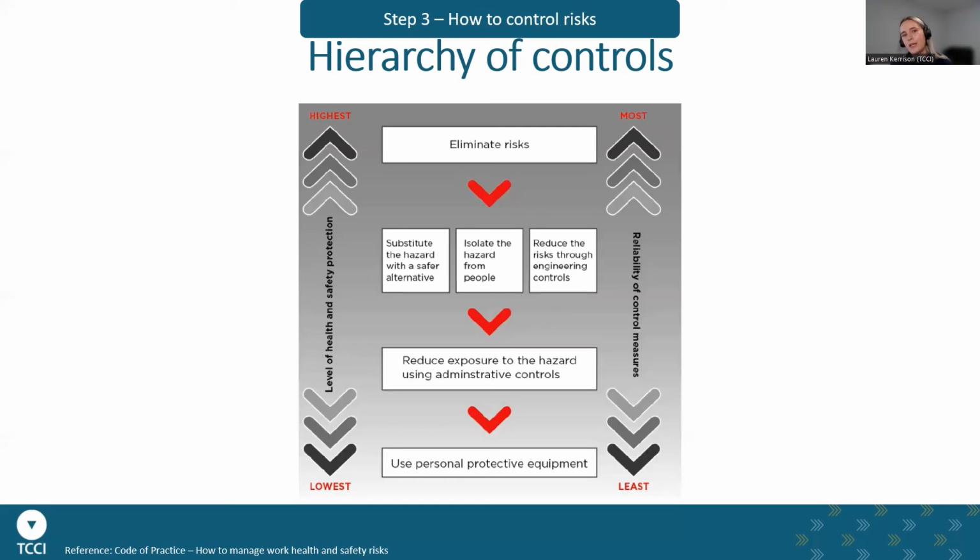So can you see how the higher up you go, the more effective a control measure will be? And this is what you must go through for each hazard that you have in the workplace. So it's not always reasonably practical to eliminate risks. That's why we've got the hierarchy of controls. And you can use a combination. You might have PPE in place as well as some administrative controls, so they can work together. But that's the hierarchy of controls, and this needs to be a part of your risk assessment.